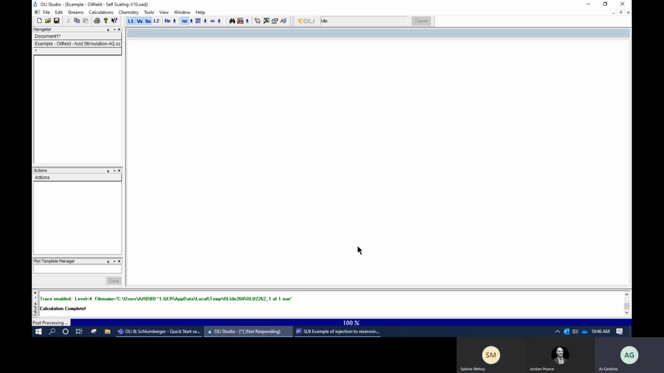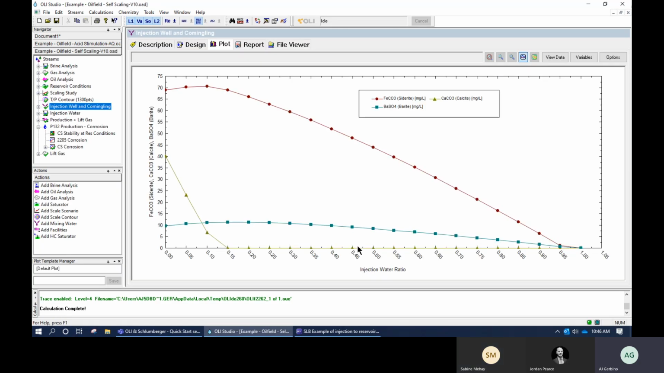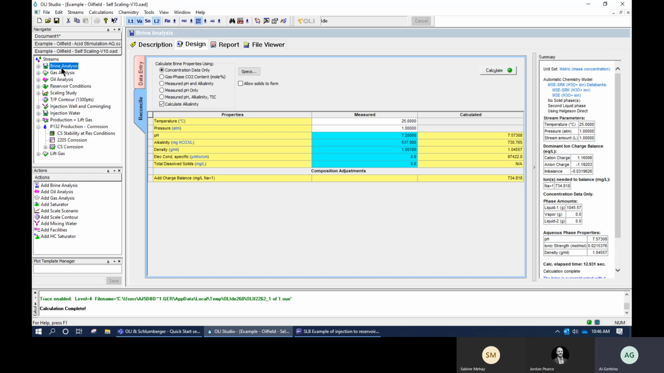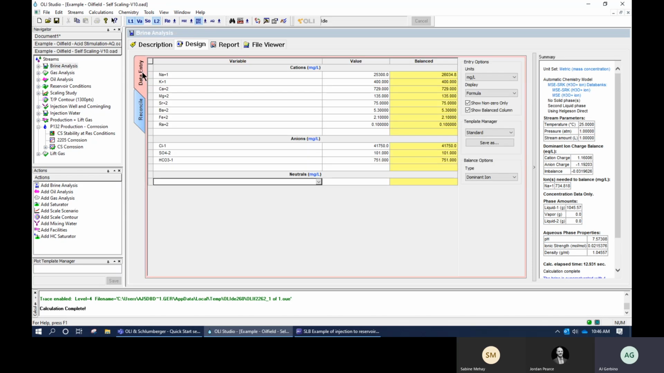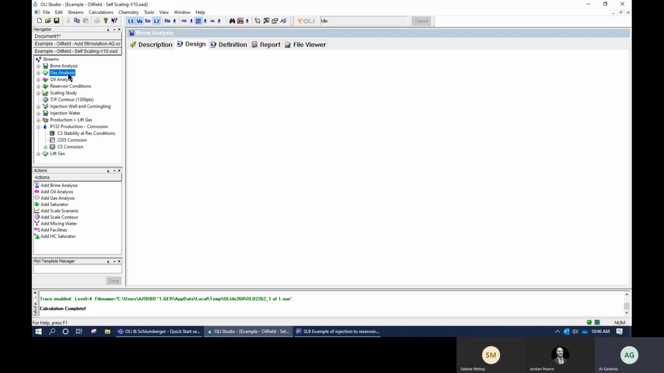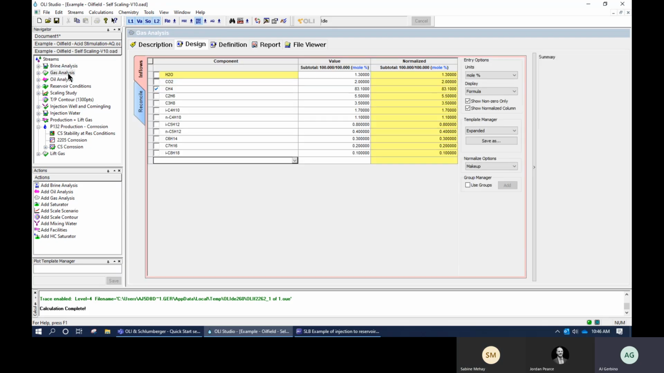Now, this file here, again, these files are always available to you. This file here starts with a brine analysis. Okay, it's decent. It's about 2 molar ionic strength, that kind of thing. It's got some radioactive scale in here. We just added this probably just for show and tell kind of thing. Okay, here's a gas analysis.